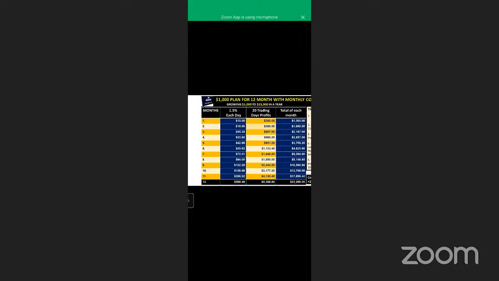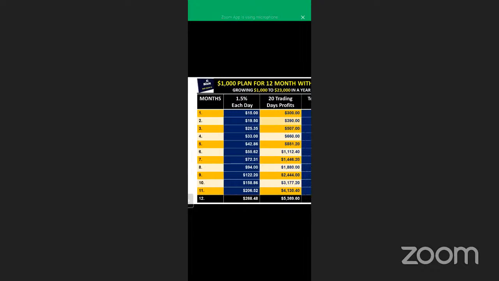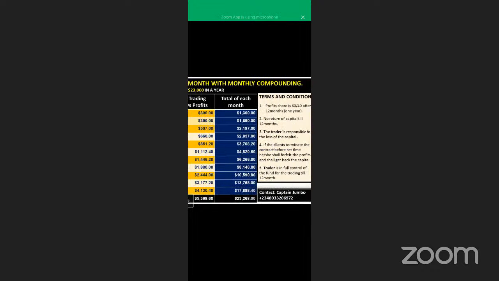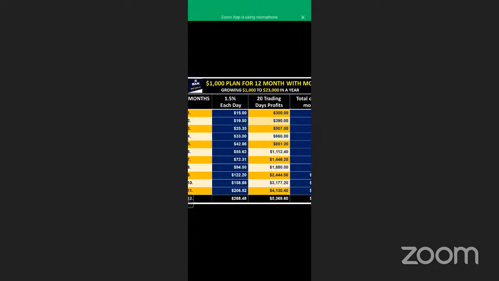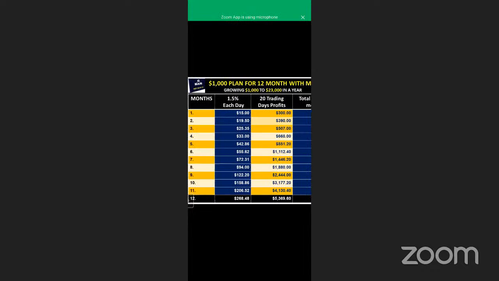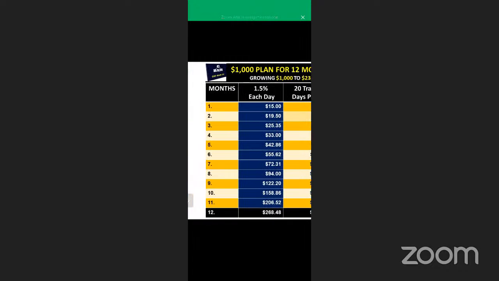This is something I designed. If you can see very well, this is a $1,000 plan for 12 months with monthly compounding. Now I say growing $1,000 to $23,000 in a year. Now, what is the target? The target now is 1.5% daily. You understand? 1.5% of your capital daily.